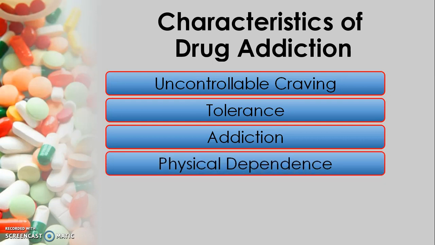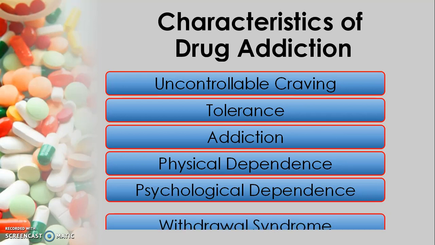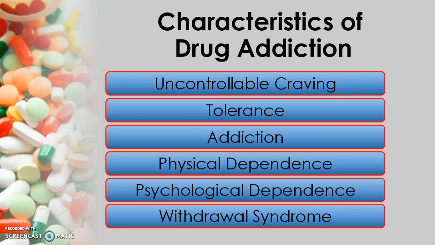Physical dependence. This is when the addict's physiological functioning is altered. Psychological dependence. This is when an emotional and mental discomfort exists in the individual. And withdrawal syndrome. This is when the addict becomes nervous and restless when he does not get the drug.